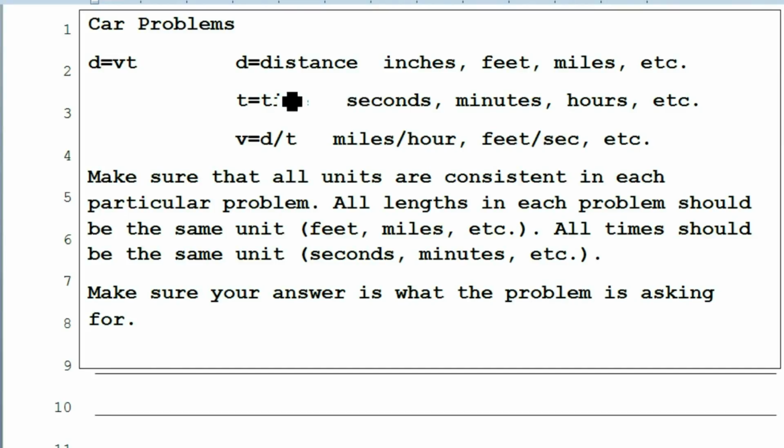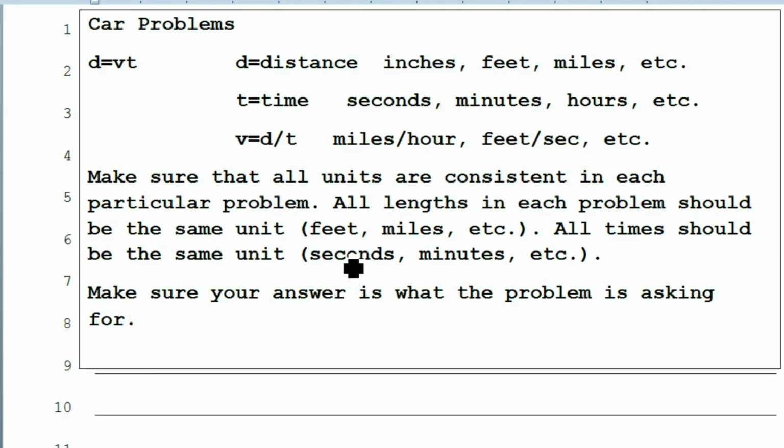The first thing you check for is your units. Distance is given in units of length: inches, feet, miles, kilometers, meters. Time will be units of time: seconds, minutes, hours, days, months, years, centuries. And velocity is distance divided by time. It will be miles per hour, feet per second, and so on.